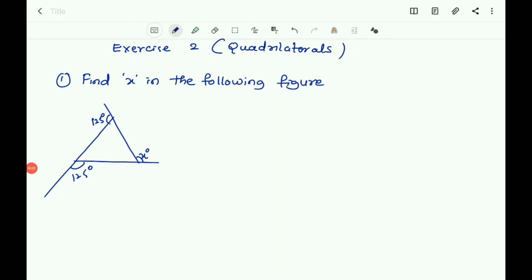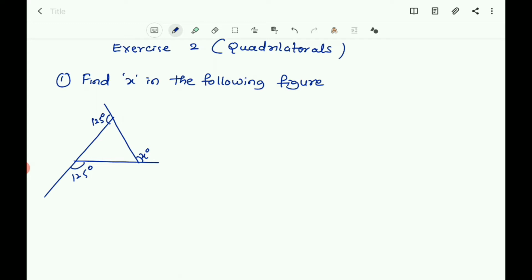Children, let us continue the chapter quadrilaterals, that is understanding quadrilaterals. Now let us solve exercise second. The first question is find x in the following figure. Here x is an exterior angle and also other two exterior angles are given. It is a polygon with three sides.